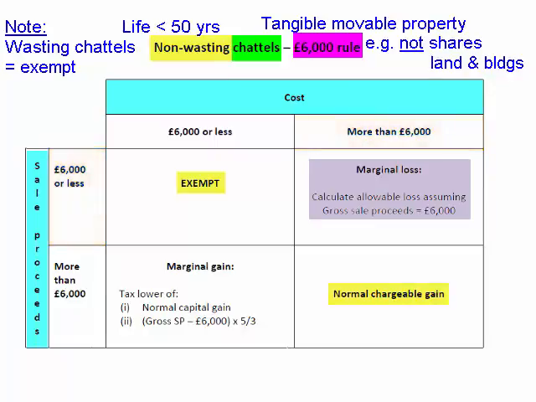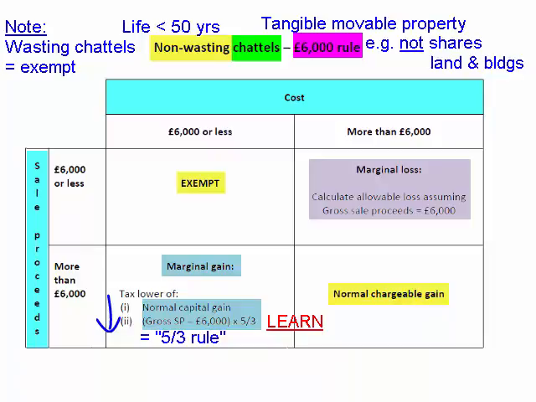The other different scenario is where the cost is £6,000 or less, but the proceeds are more. This time we definitely have a gain, but again it is on that margin, so they're going to restrict or potentially restrict the gain. That restriction operates by taxing the lower of two figures. First, the normal capital gain, which you can calculate using the normal rules, and secondly, a formula which again you do need to learn. You take the gross sale proceeds, deduct £6,000 and multiply by 5/3. Because of this, it is often referred to as the 5/3 rule. We're going to see these in practice in the next example.